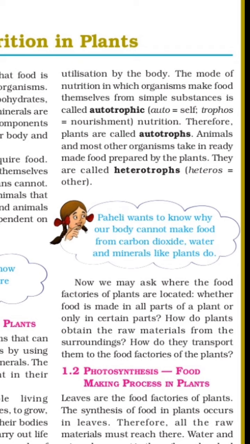How do plants obtain the raw material from the surroundings? How do they get raw materials like minerals, water and carbon dioxide, and how do they take them into their bodies? How do they transport them to the food factories of the plant? Suppose they get carbon dioxide, water and minerals, how are they transported all over the body of a plant? These questions will arise in our mind. In this chapter we will find out the answers.